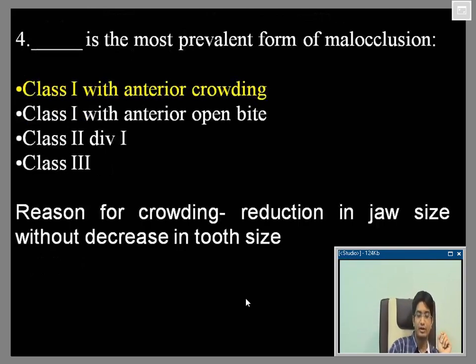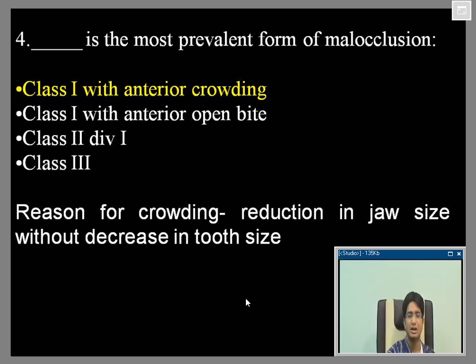Dash is the most prevalent form of malocclusion. It's a very simple one, class 1 with anterior crowding. Nowadays you'll see many people having mild to moderate crowding. Crowding is mostly seen in every individual. Very rarely is there a perfectly aligned occlusion all over the world or all over India, because prevalence is increasing as our jaw is reducing in size and the tooth size is remaining the same.